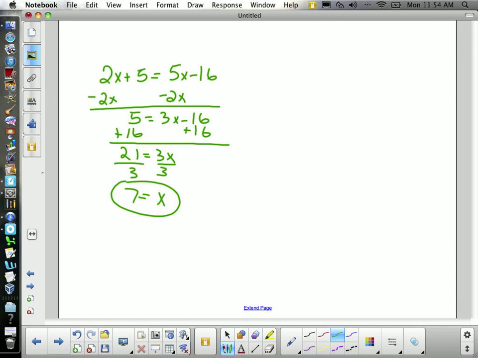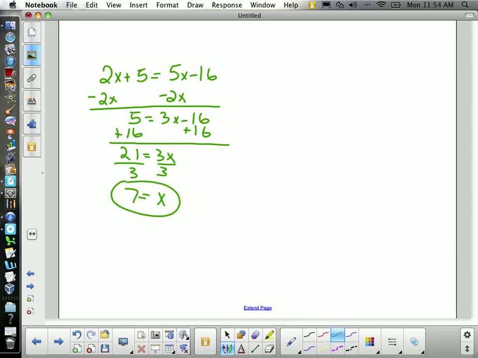If you show me you set it up, and let's say you did something foolish, and you did 16 and 5 is 26 instead of 21, you're not going to lose much for that. It's a small error. But if I don't know where that error is coming from, if I can't see it in your work, then I have to take off more.